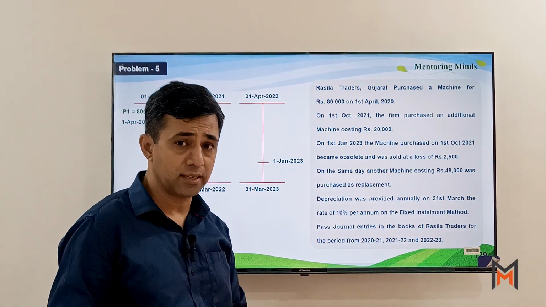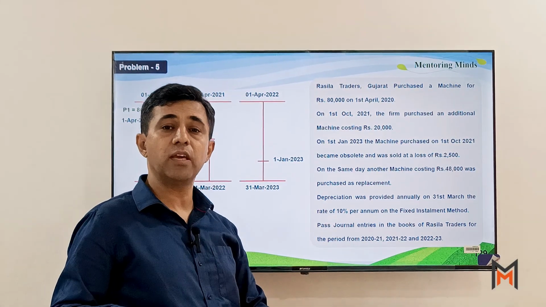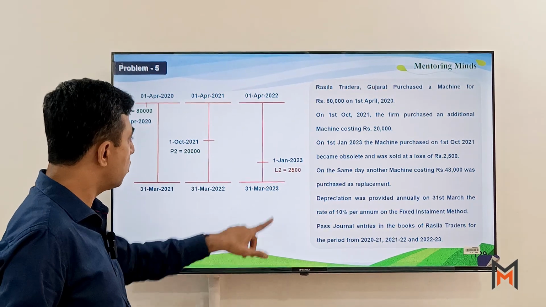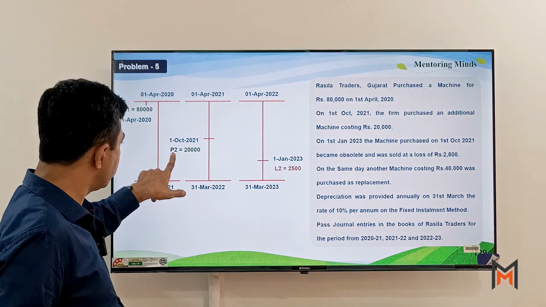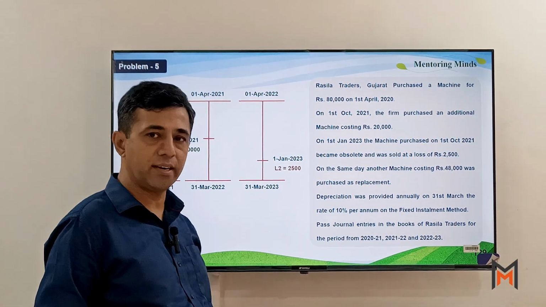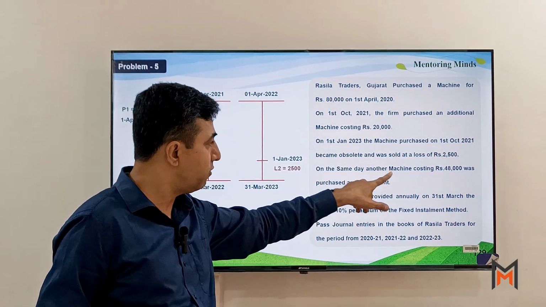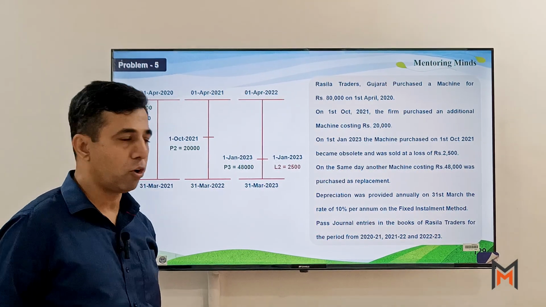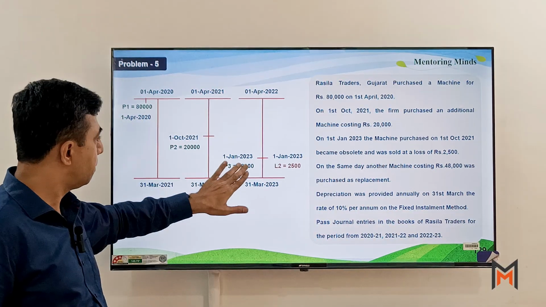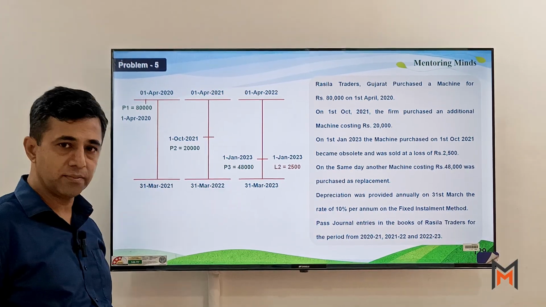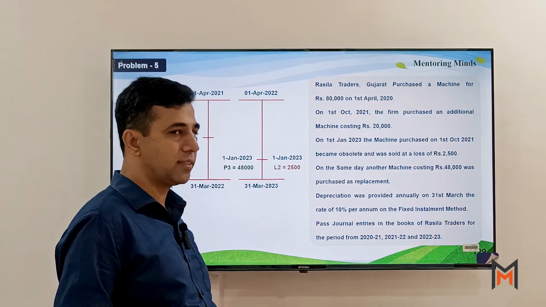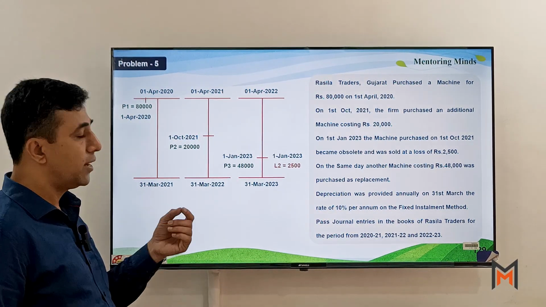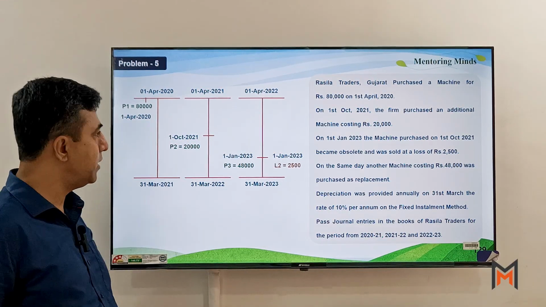So here it's a tricky sum. In this sum, instead of giving the sale value, they have given us the loss value. ठीक है, कोई बात नहीं। The loss on sale of second asset is 2,500, and on the same day we are also purchasing another asset for 48,000. So in short, we are having three assets purchased in 3 different years, and also we have sold the asset in the last year. ठीक है सर। So now let us consider the time period for calculation of depreciation.